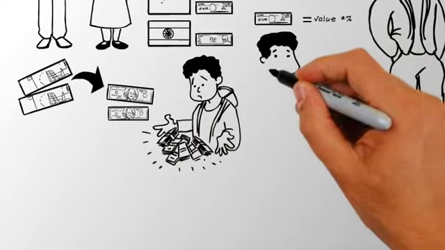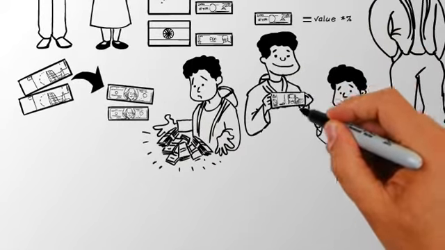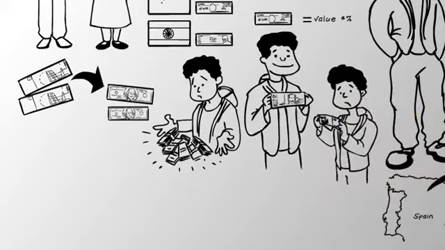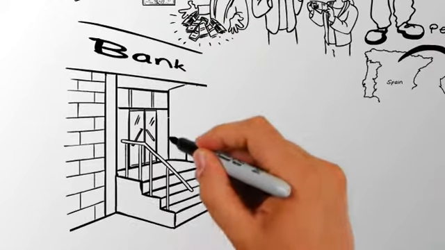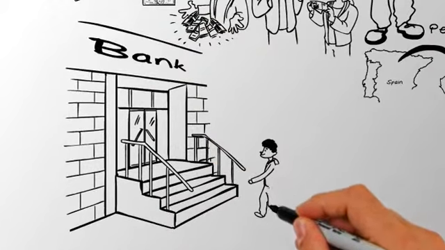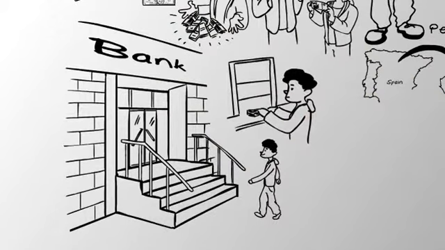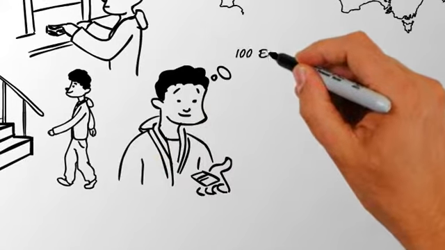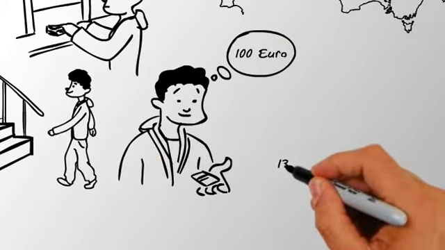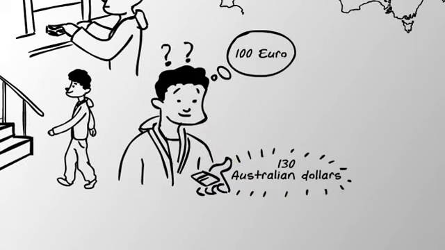Well, actually, it isn't totally useless. You can actually turn your foreign money into Australian dollars. Some places, like banks or currency converters, will do this for you. So, Pedro goes to a bank to change his euros into Australian dollars. But wait, he gave the person at the desk 100 euro and got 130 Australian dollars back. Why does he get all that extra money?